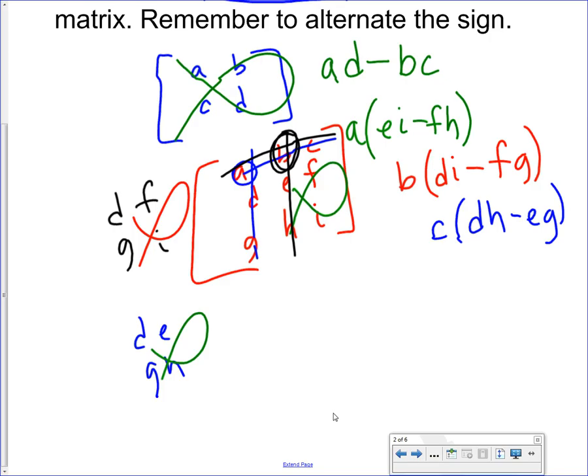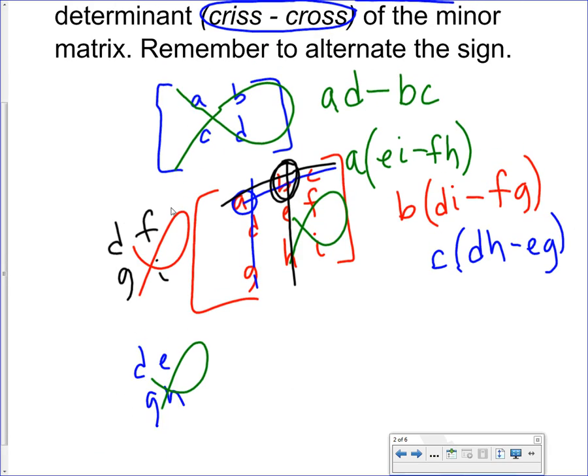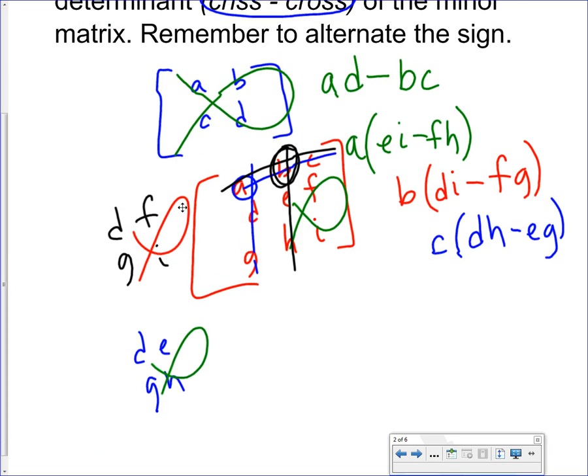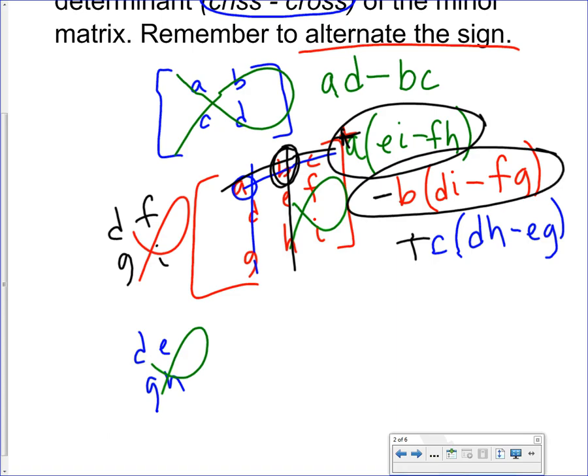The last piece of this is we have to now put the 3 pieces together. Do you see where it says remember to alternate the sign? So the first piece is positive, and then negative, and then positive. So you start with the first piece, subtract the second piece, and add the third piece.